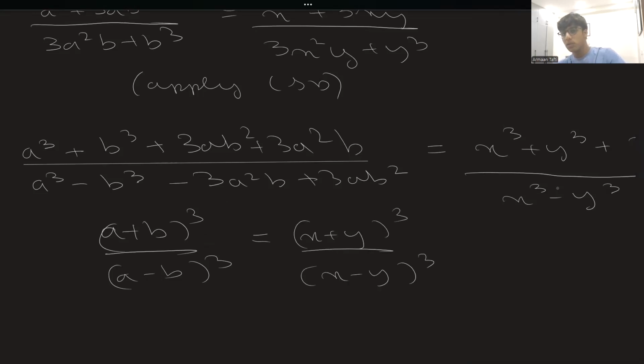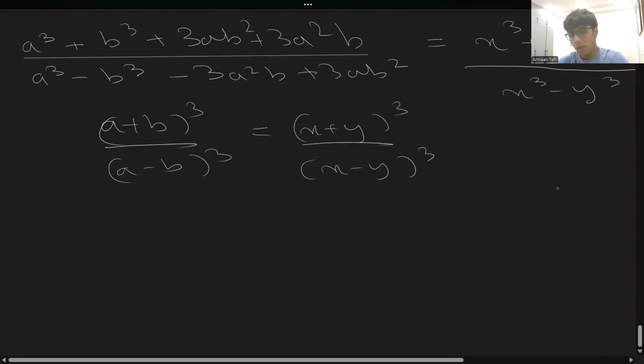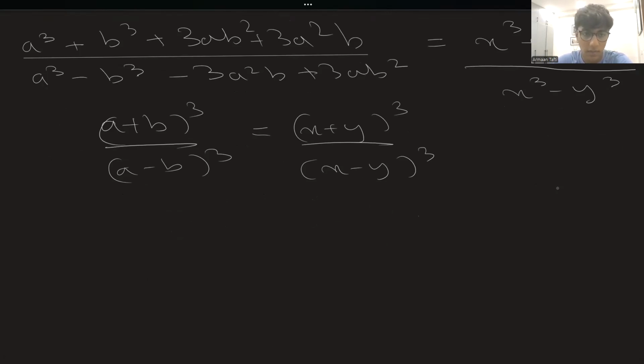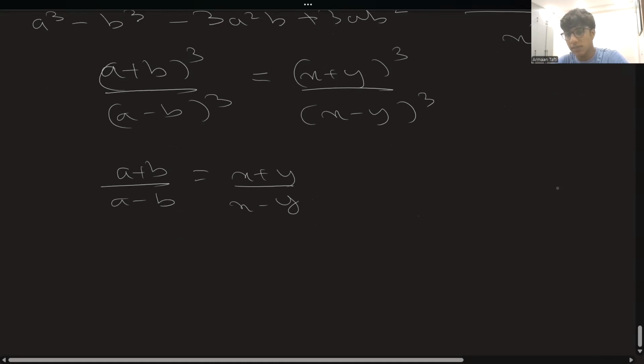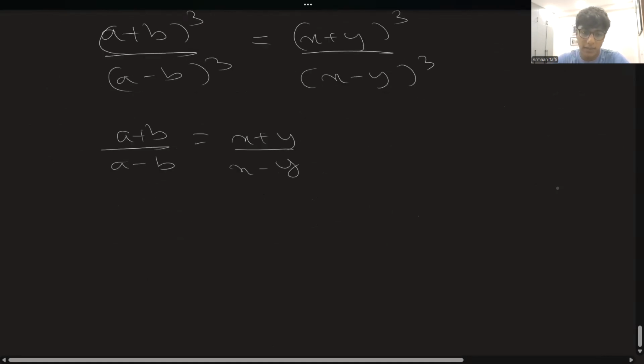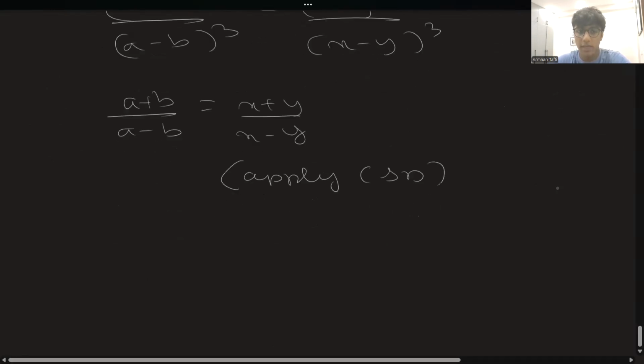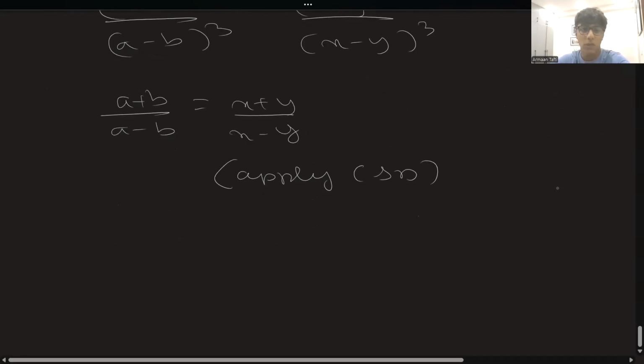I assure you by the time you solve the exercise and finish watching this video, you will become a master at this. So we can take a cube root of both sides of the equation and simplify this to a plus b by a minus b equals x plus y by x minus y, right? And what did I tell you? Whenever you see a plus b by a minus b or something in the form of that, apply another C and D, right? And you get, I'll just quickly show it once.